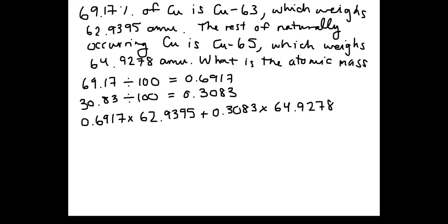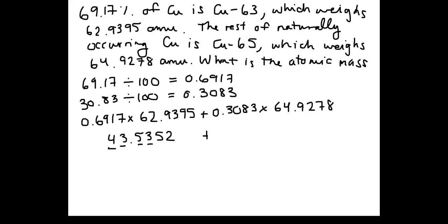I'm going to show sig figs. So I'm gonna do it step by step. First I'm gonna do the multiplication, and then I'll do the addition. The first one is 0.6917 times 62.9395, which gives you 43.5352. How many sig figs do we have for just that part? 4, because 0.6917 has 4 sig figs. So it's going to be specific to the hundredths place.